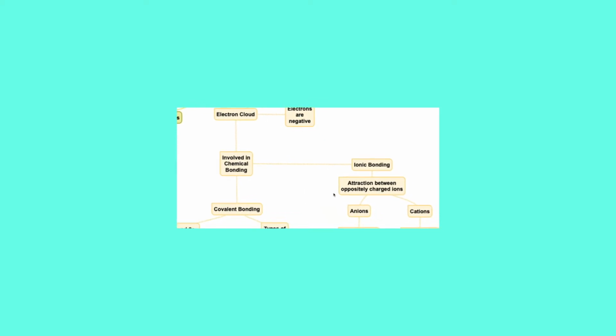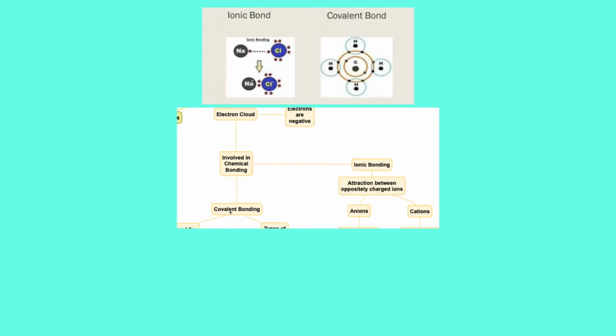All right, so again, as I was mentioning, the electron cloud is going to be involved in chemical bonding, and we have 2 types of bonding that we're going to speak of. At the moment, we have covalent bonding and ionic bonding. All right, so covalent bonding is going to share electrons, and ionic bonding is going to exchange electrons, and this is going to be because of the attraction between oppositely charged ions. We have anions, which are going to be negative, and cations, which are going to be positive.